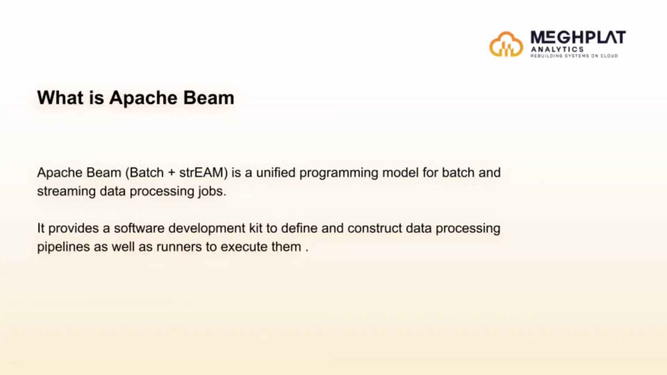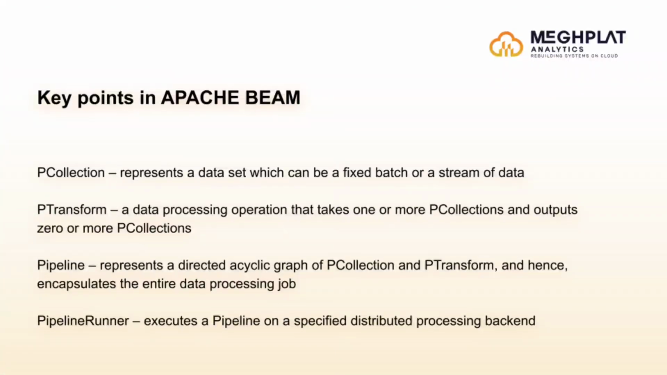Now, for making pipelines for data flow, we actually need an SDK. And for this work, we use Apache Beam. Now, what is Apache Beam? In simple terms, we can define it as a tool for creating pipelines for data flow. It is a unified programming model for batch and streaming data processing jobs. Now, it has some key attributes, that is PCollection, PTransform, pipeline, and pipeline runner.